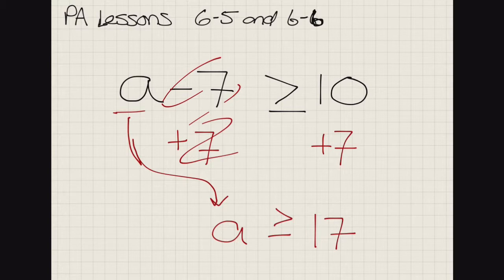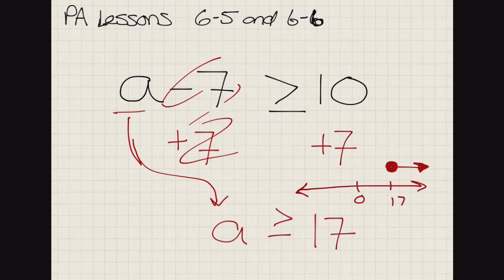If I were to graph this, just draw a little number line here in the margin. I put 0, I put 17, and I would put a filled in circle above the 17. And which way is my arrow going? To the right. Very good. How many of you feel comfortable with the adding, subtracting portion of things? Okay. Let's look at it.